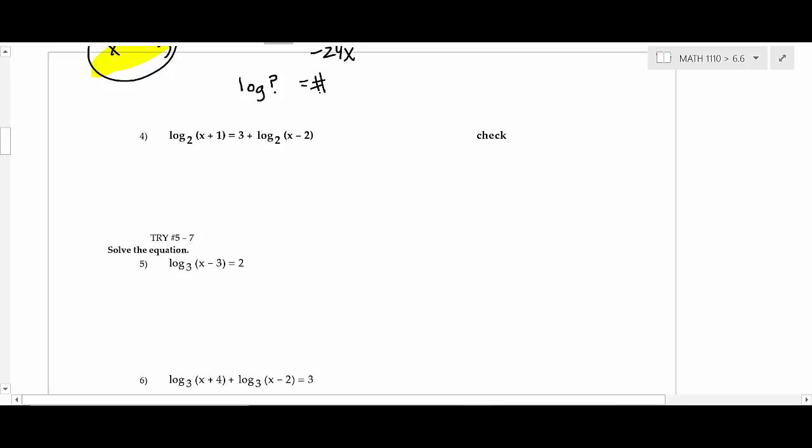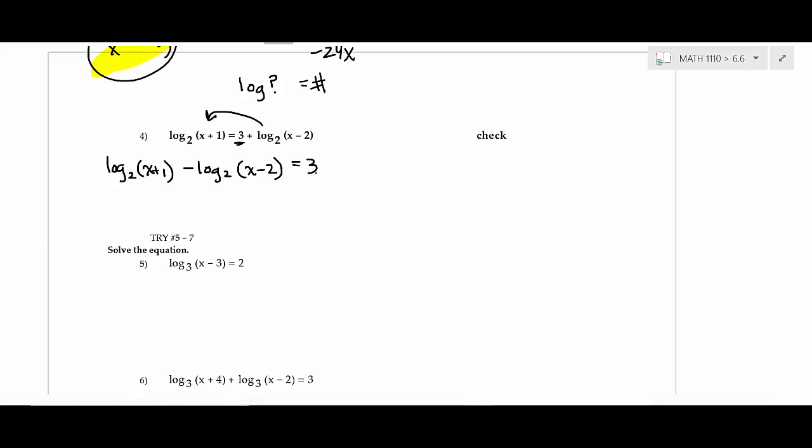If you have logs on both sides of the equation, a lot of times it's a good idea to get them on one side. So what I'm going to do is move that log there, leaving the 3 where it is. So I would have log base 2 of x plus 1, and then minus log base 2 of x minus 2 is equal to 3.